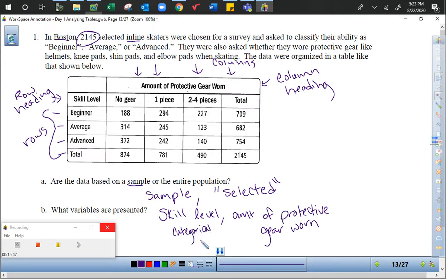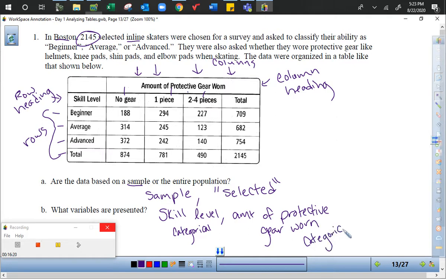And let me explain why. So skill level, it should be obvious to you. You're a beginner, you're average, and advanced. That's not classified by number. But I want to talk about why the amount of protective gear worn is also categorical, even though we're talking about numbers, 0, 1, 2 to 4. Anytime your data is classified by an interval, so it's not saying 0, 1, 2, 3, but it's like 2 to 4 pieces, anytime they're grouping things together, it's going to actually be categorical.